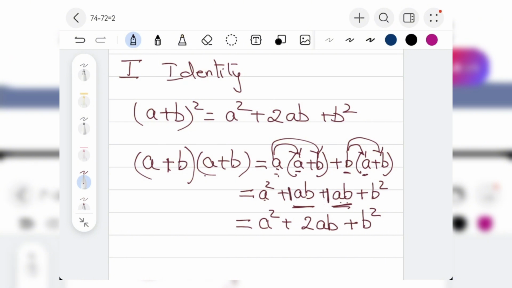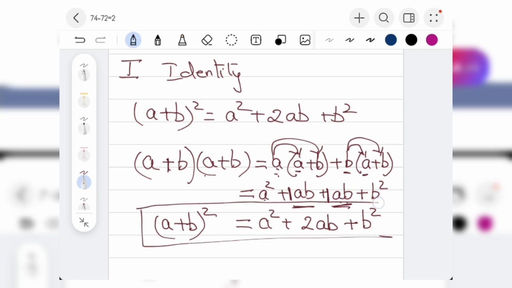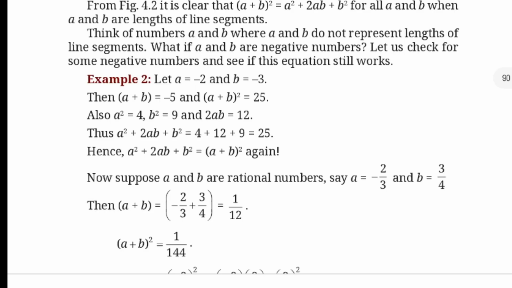Now when you add two variables you add their coefficients, so we write 2ab. So this is the first identity, and you will have to remember this always. Okay, this is our first identity. Now let's start with example 2.